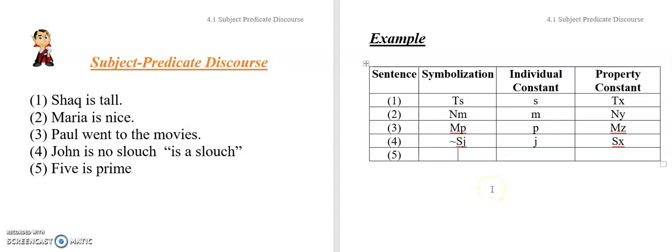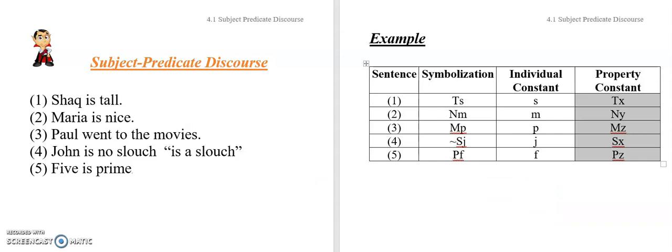Okay, 5 is prime. Not too bad. We'll just do PF, where F is our constant for 5, and let's do PZ for Z is prime, or "is prime" would be the proper way of understanding it. So these are our actual new sentences that we're learning how to symbolize, and we can symbolize subject predicate discourse this way. And we've got our individual constants to do that, along with our property constants.